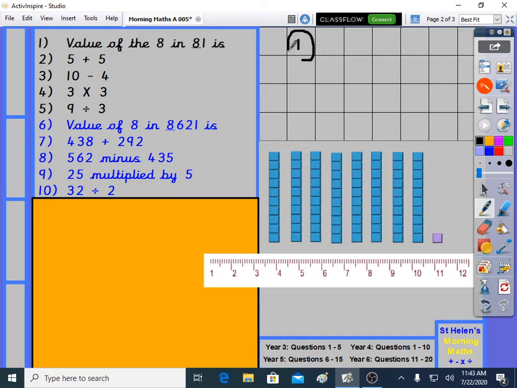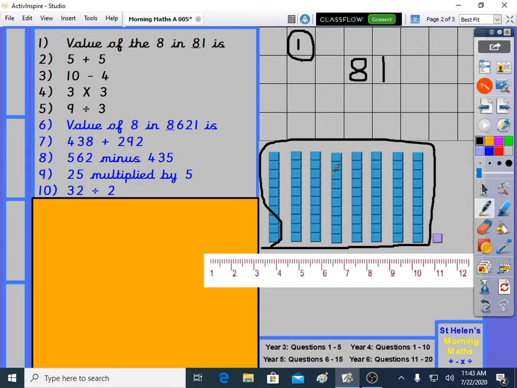Question 1. Value of the 8 in 81. So we'll write 81. As usual, you can see a picture of it. It's got two parts really. It's got these 8 tens, 1, 2, 3, 4, 5, 6, 7, 8, and it's got this 1 unit. 8 tens, 80, and 1 unit. What's the value of the 8? Well, it's 8 tens, as we said.